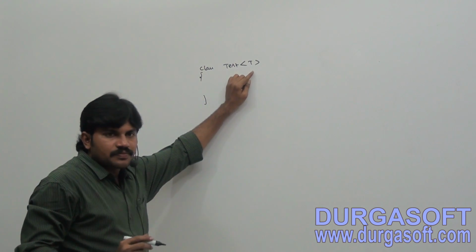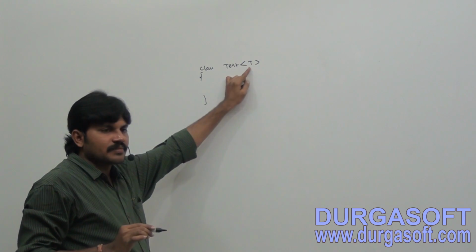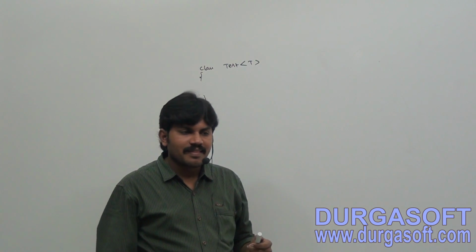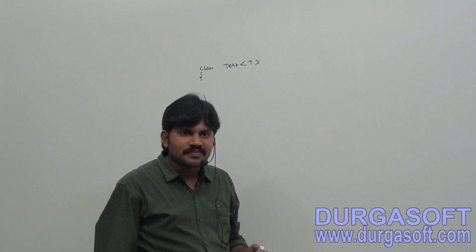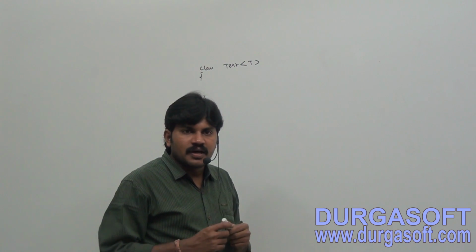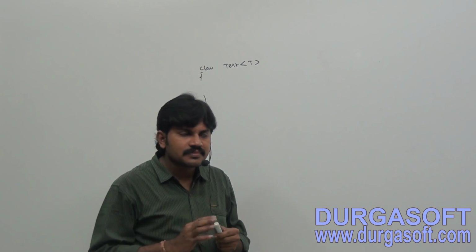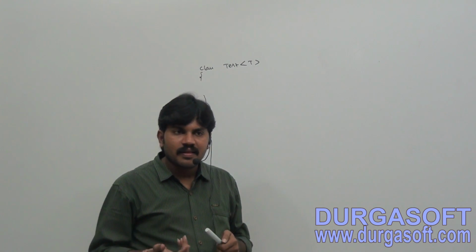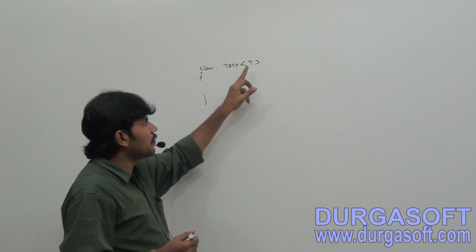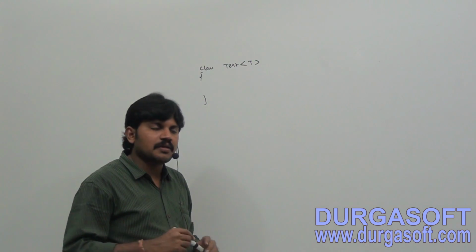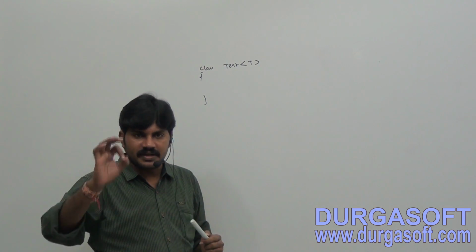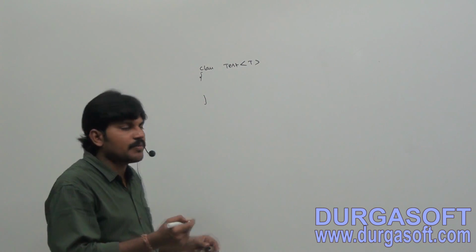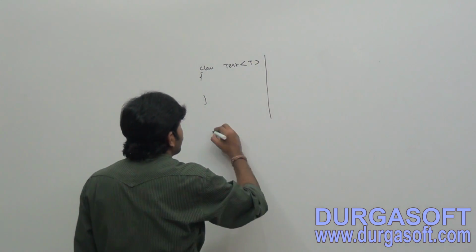Now my question is, sir, instead of T, can I take X? Or can I take Y? Or can I take ABC? Or can I take Durga? Yeah, the type parameter, we can take any valid Java identifier, need not be T always. Anything we can take, no problem at all, valid.